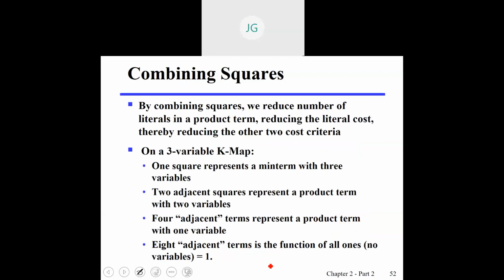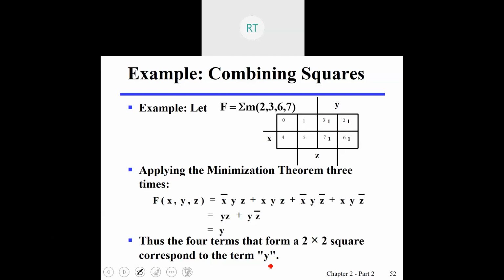When combining squares, this will reduce the number of literals. So I will go over an example now, please. I will draw it myself, so we divide them one by one.